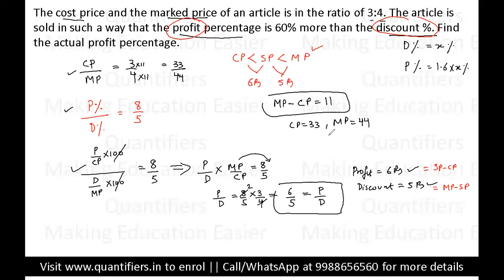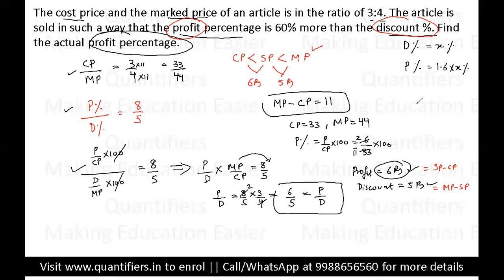Now students, the question is the profit percentage, actual profit percentage. Now if we know the cost price and we also know that there is a profit of 6 rupees, so we can easily find the profit percentage now. So profit percentage is nothing but profit upon cost price into 100. We know the profit, that is 6. Cost price we have calculated 33. So now you can easily calculate it. All of you must be knowing that this comes out to be 2 by 11.